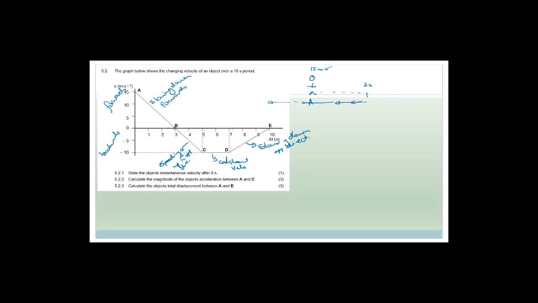Now it says, state the object's instantaneous velocity after 8 seconds. So it's the instantaneous velocity at 8 seconds.